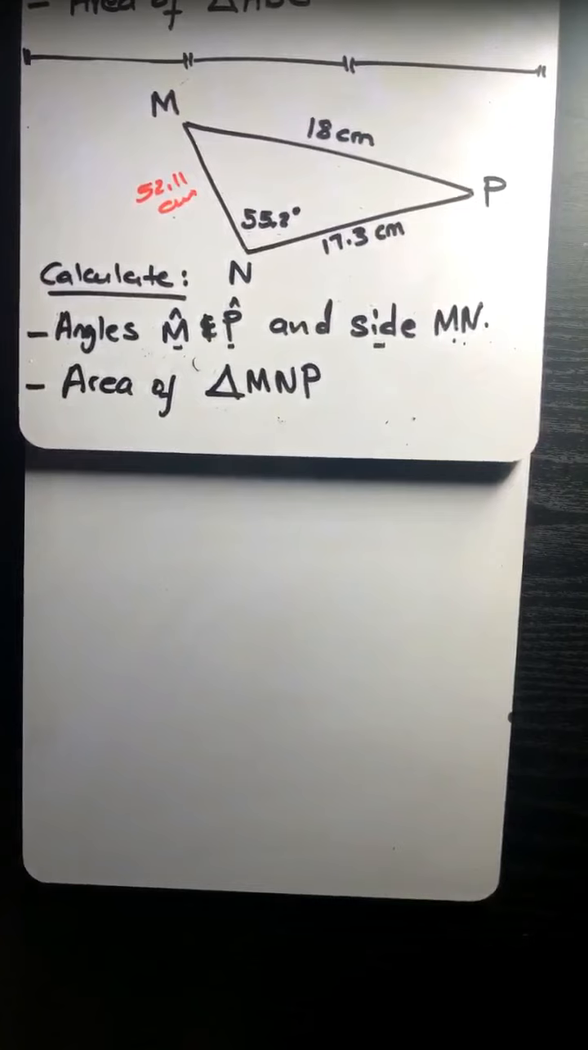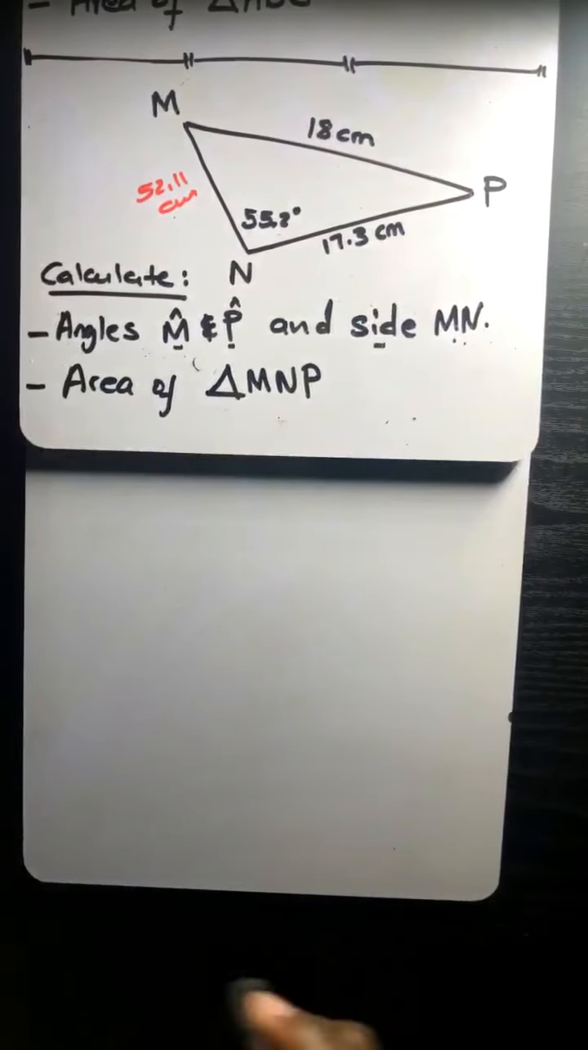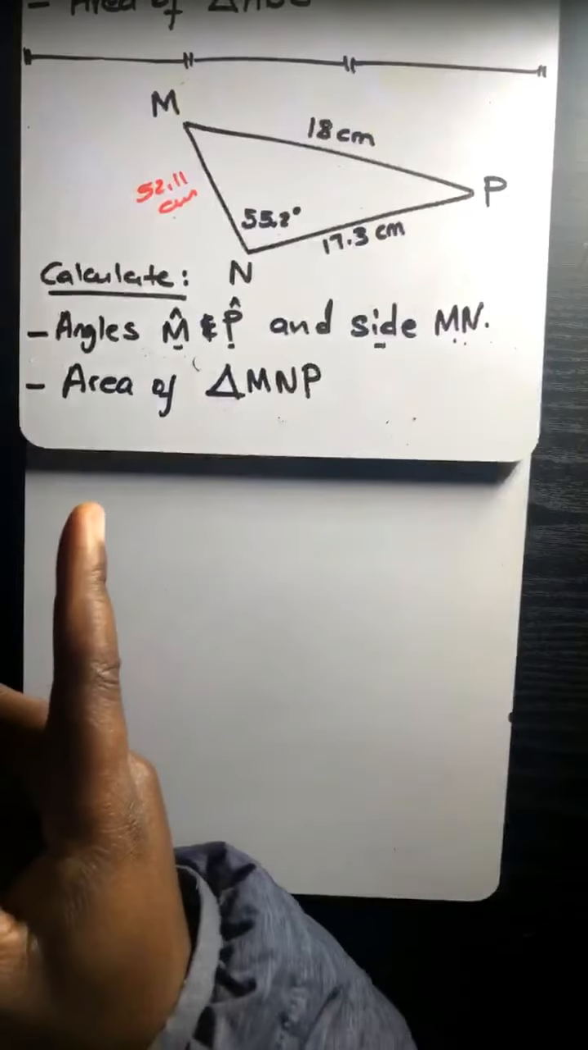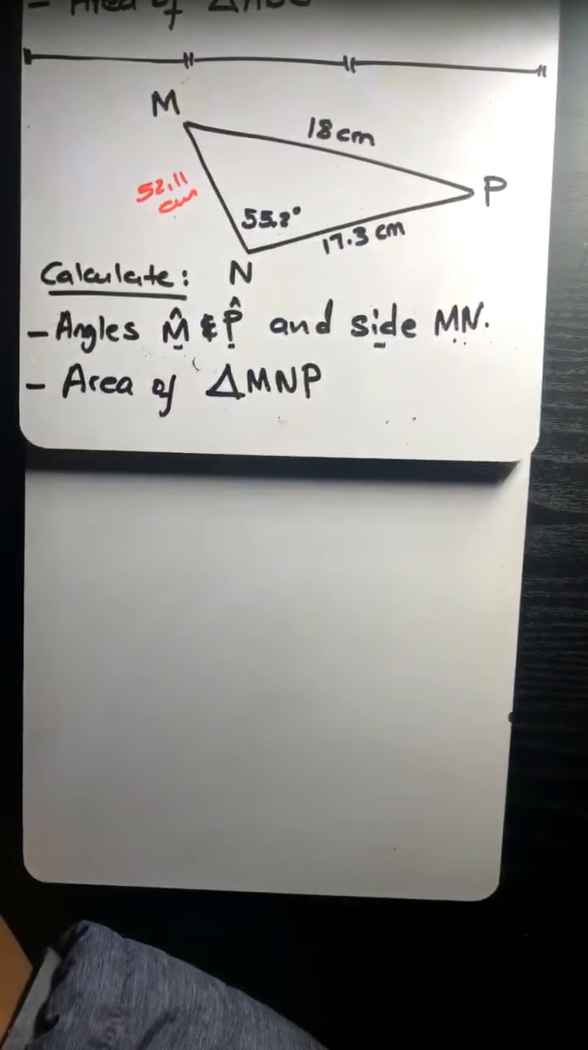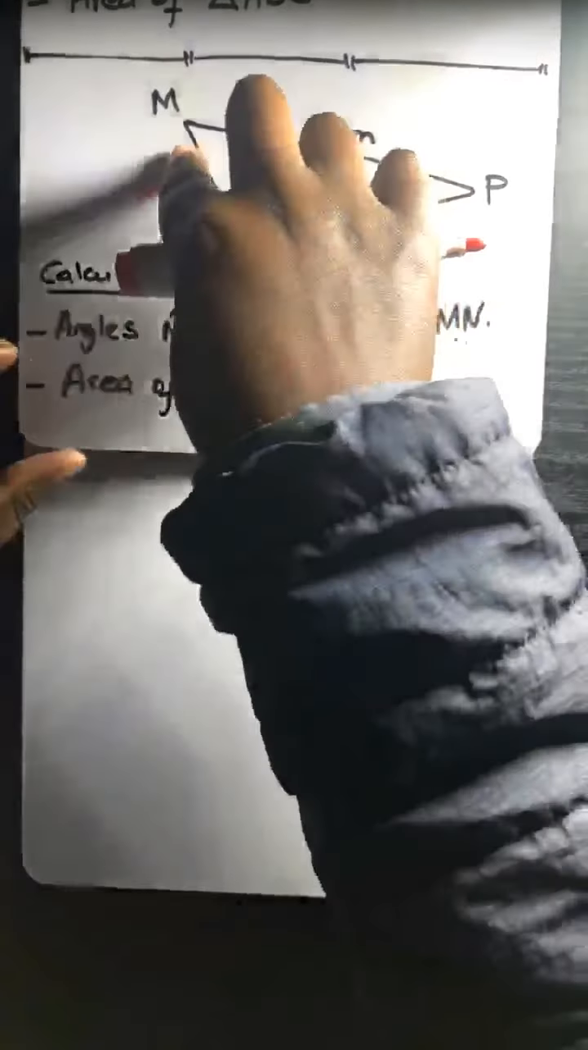52.11. Is it an angle or a side? Side MN. So that means I'm the one who made a mistake on that one. It has to be an angle, isn't it? Yes, sir. Thanks very much on that one, honorable member.